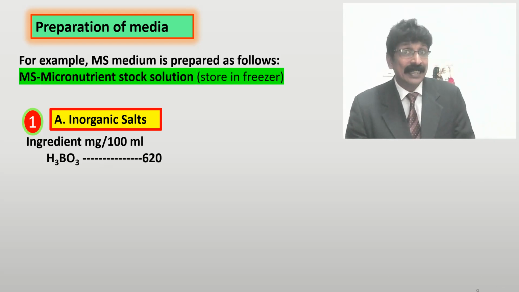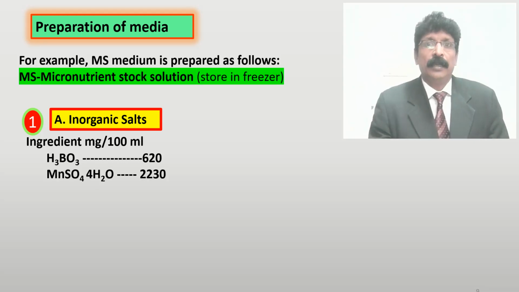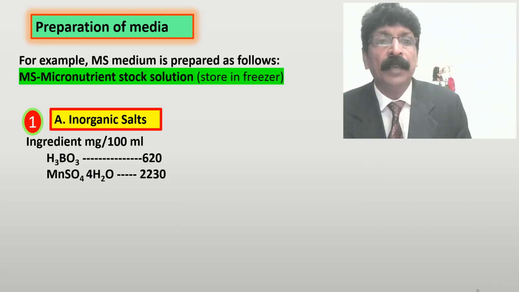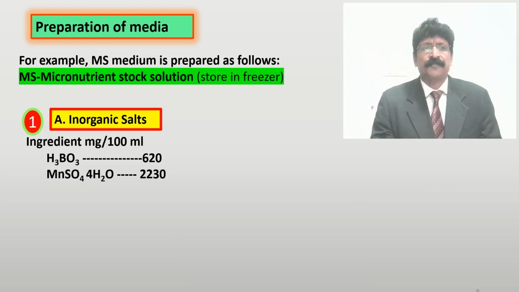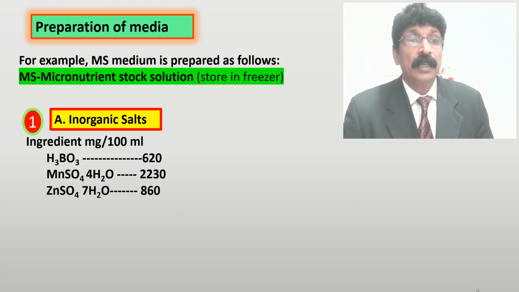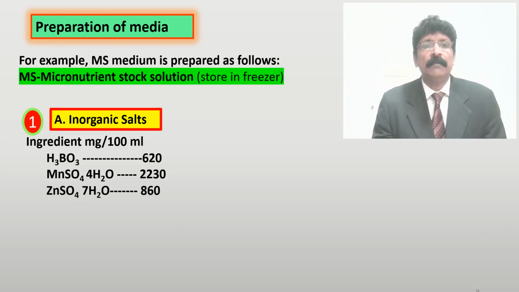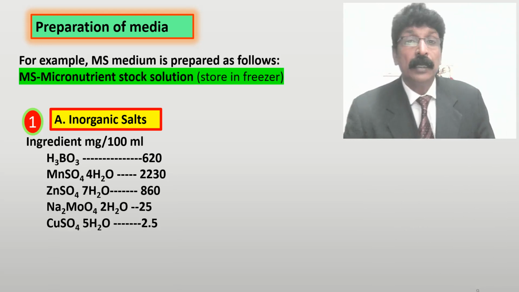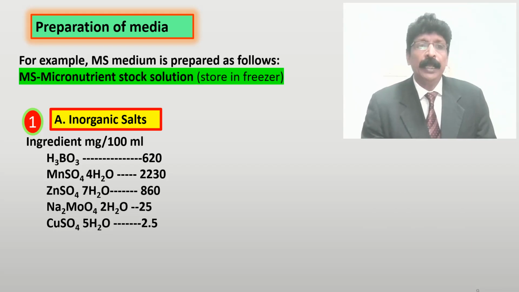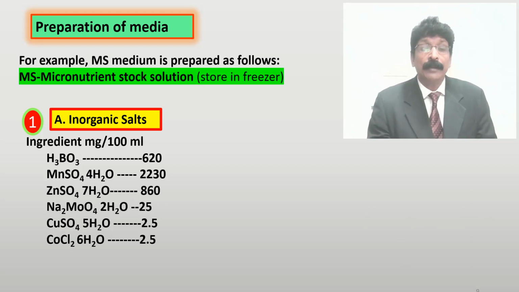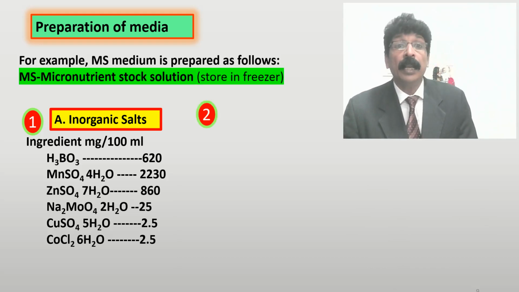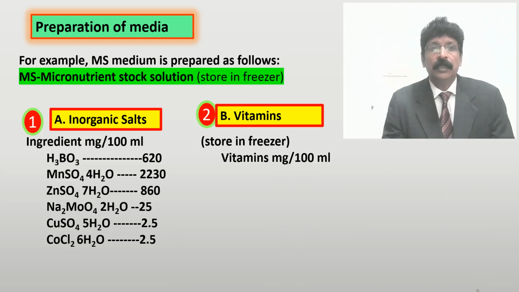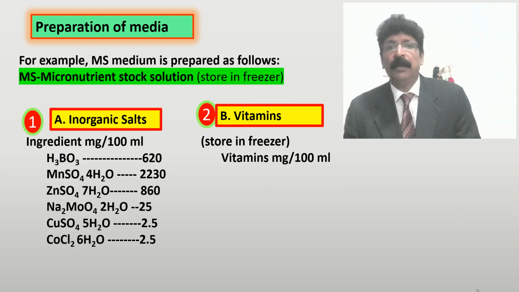Boric acid 620 milligram. Manganese sulfate is 2230 milligram, means 2.23 grams of manganese sulfate. Zinc sulfate 860 milligram, and sodium molybdate is 25 milligram. Copper sulfate only 2.5 milligram, and cobalt chloride is 2.5 milligram. And number 2, vitamins we have to add. They also should be stored in a freezer, and vitamins in milligram per 100 ml is given below.